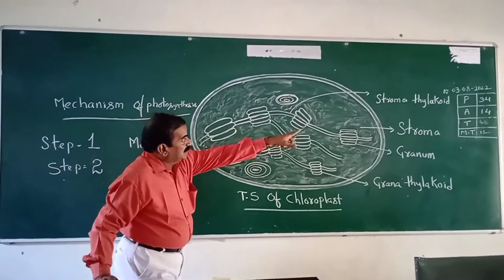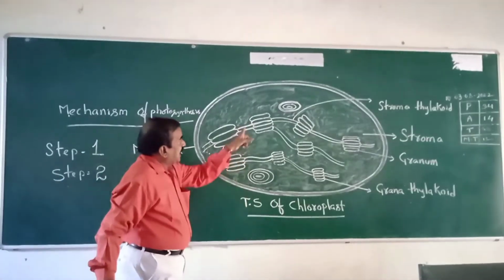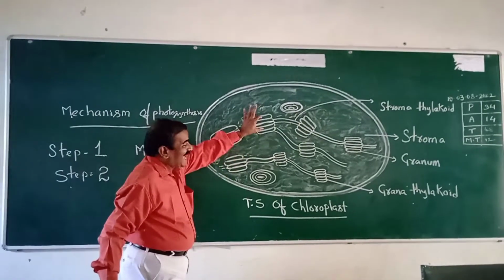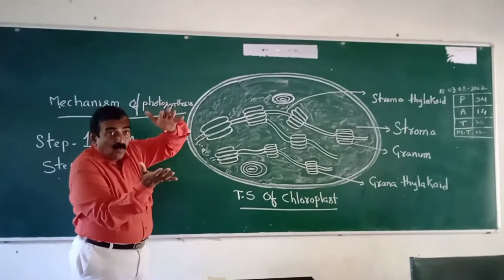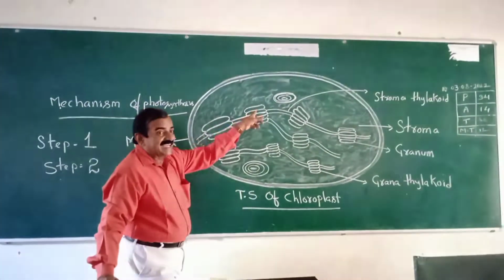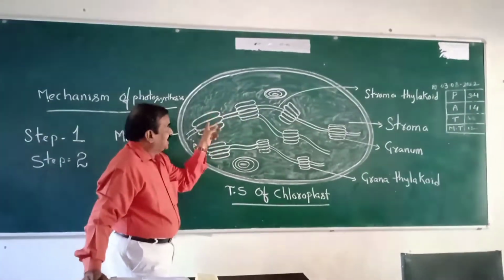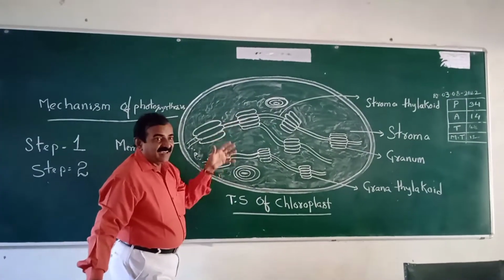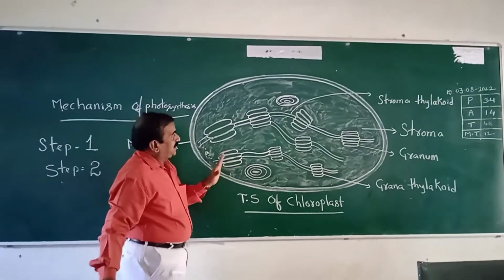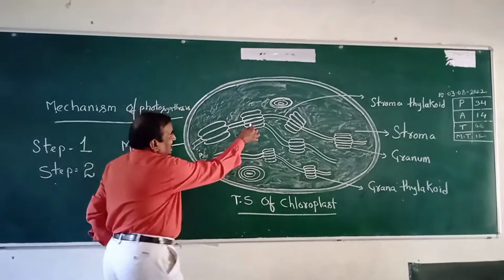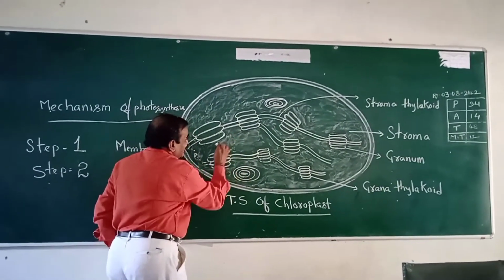There you see stroma thylakoid and grana thylakoid, and these thylakoids form stacks. They are piled one above the other, so they are called granum. This is one granum, this is another granum. Like that many grana are present. Singular is granum, plural is grana.